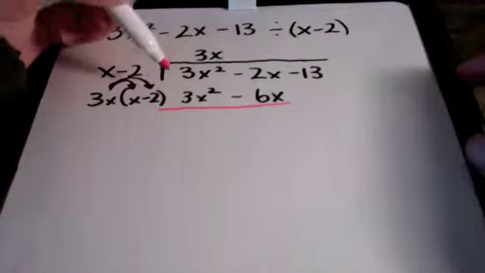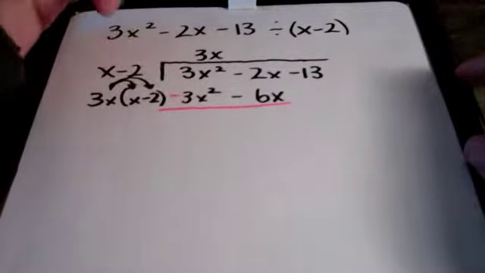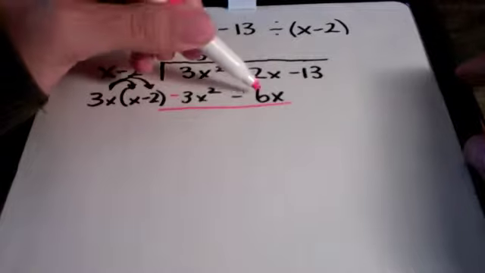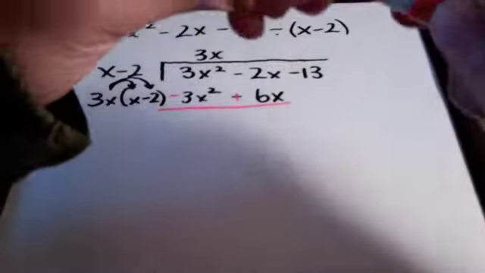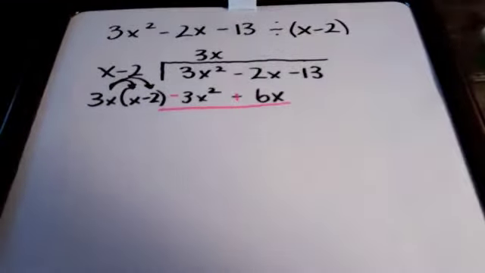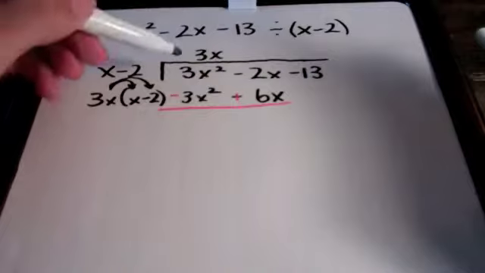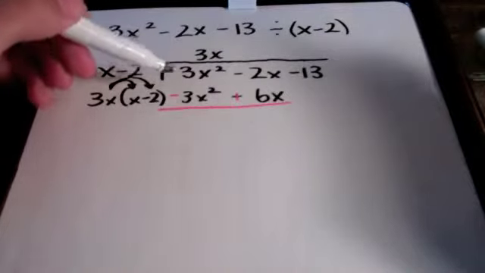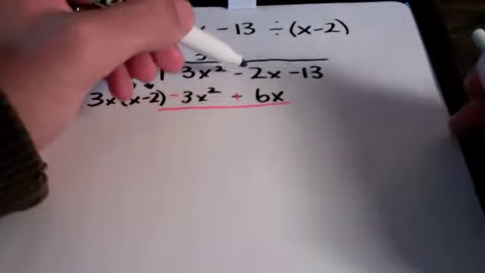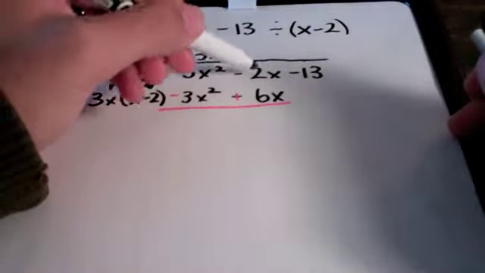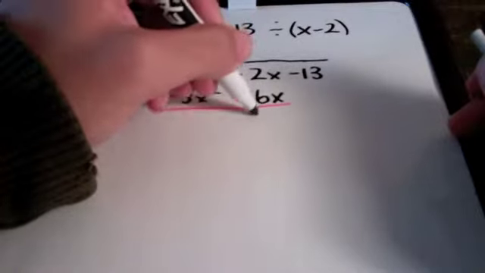And once you've done that, the next step is to draw a line and change the signs. So this positive 3x squared is going to become negative, and this negative 6x is going to become positive. And what you should notice is that the term furthest left here should cancel. So we have a positive 3x squared minus 3x squared, so that's going to be 0. And we do our regular addition here, so we have a negative 2x plus 6x, so that's going to be positive 4x.